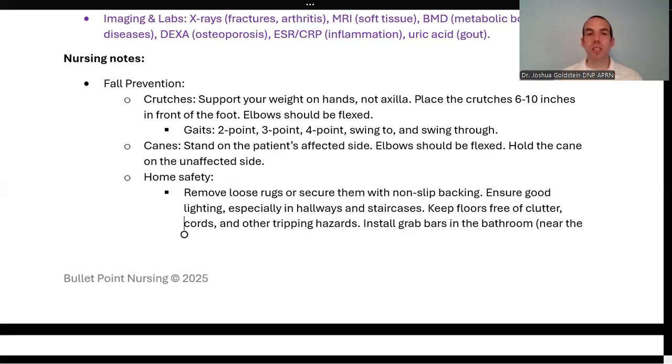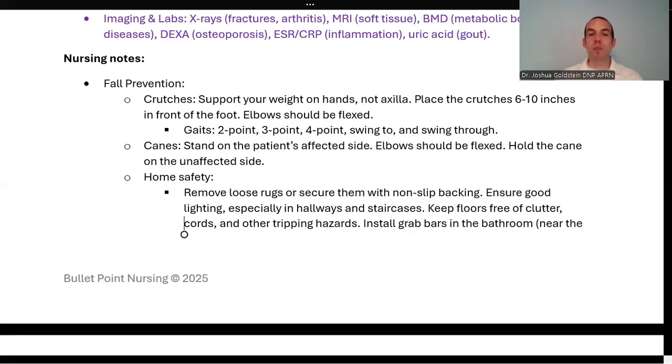And the reason for that is very simple. When the patient is stepping on the unaffected side, they don't need to use the cane. It's when they are stepping on the affected side that they should be using the cane for support on the unaffected side. So if my right foot is the problem, I hold it on my left side so that when I'm stepping with my right foot, I have support on my left side with my cane. So again, canes, elbows should be flexed. Hold the cane on the unaffected side. So the opposite side of the issue.